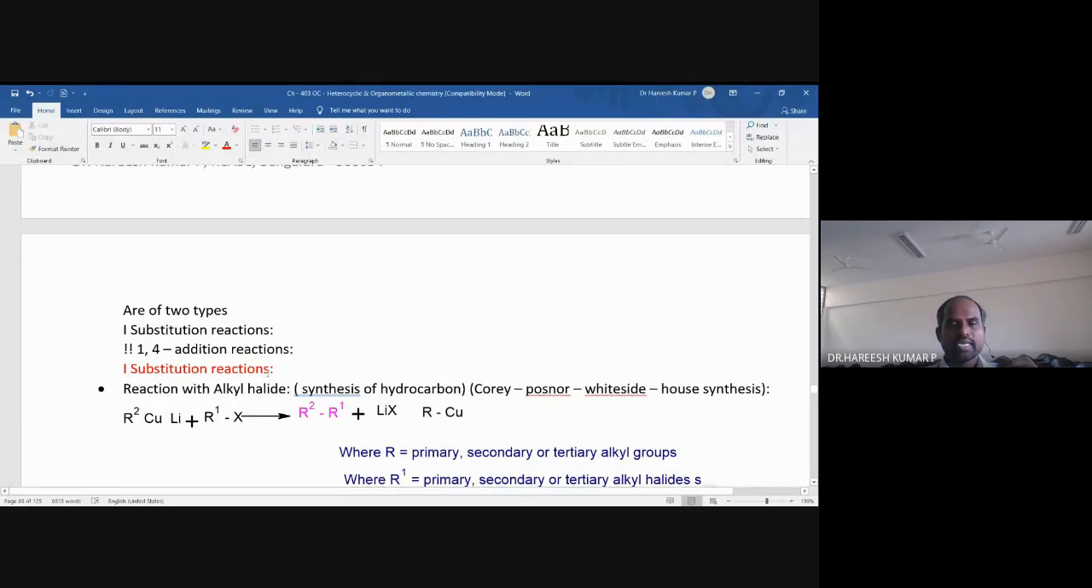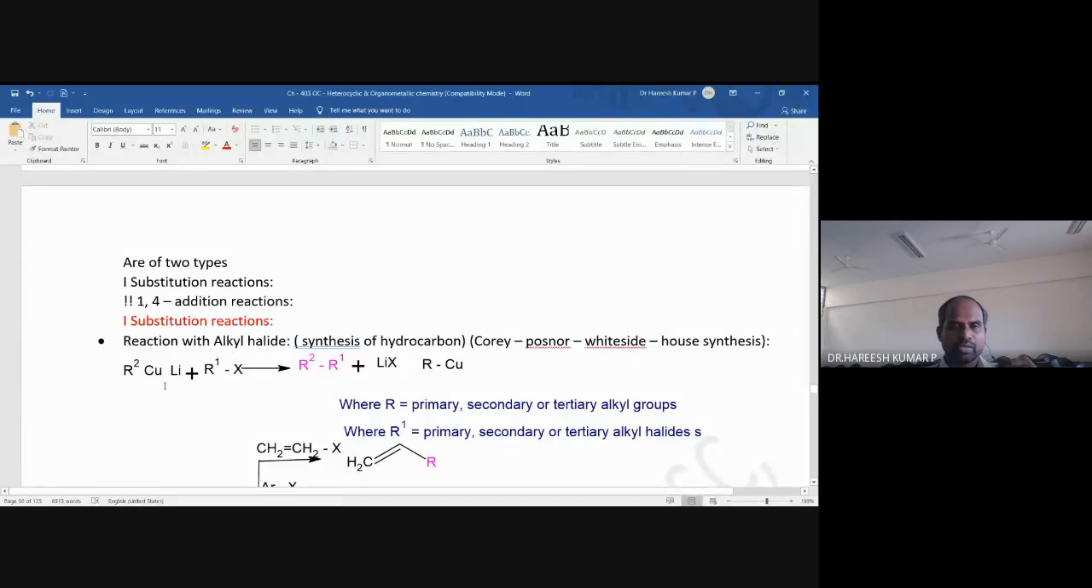So let's take the substitution reactions. Look here, I am taking lithium dialkyl cuprate. When it is treated with alkyl halide, R1-X, what is the product? The product will be a bond formation between R1 and R2. Here R2, which is attached to copper, attacks R1 and X goes out. And these two are the byproducts. Let's not worry about that. The product is R1-R2.